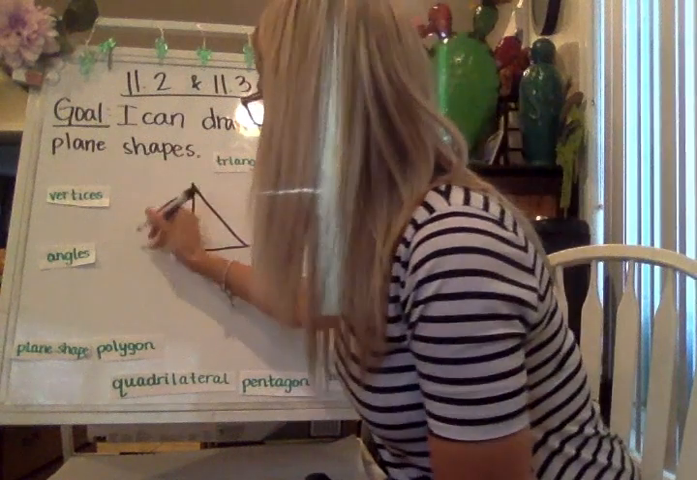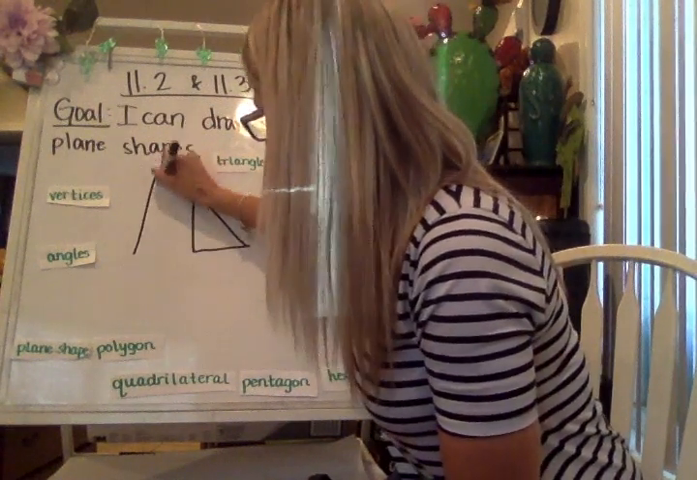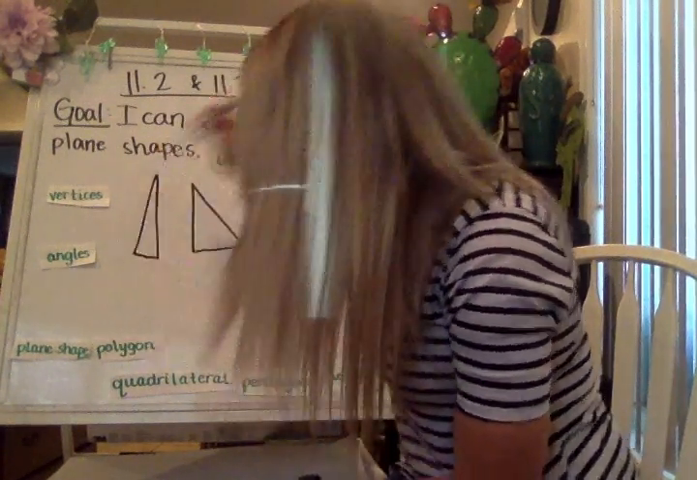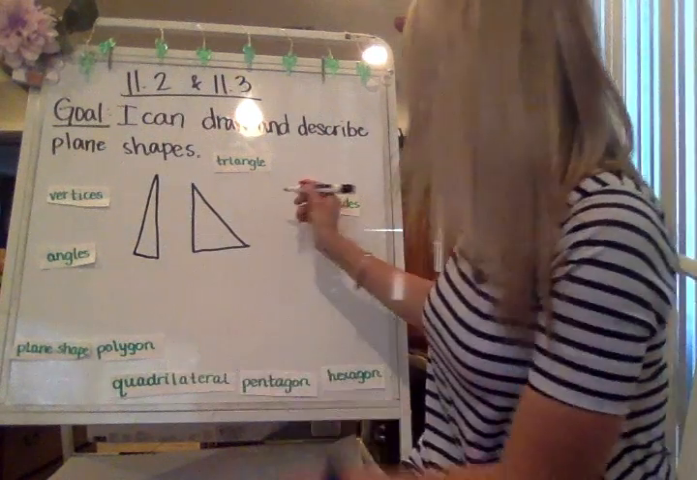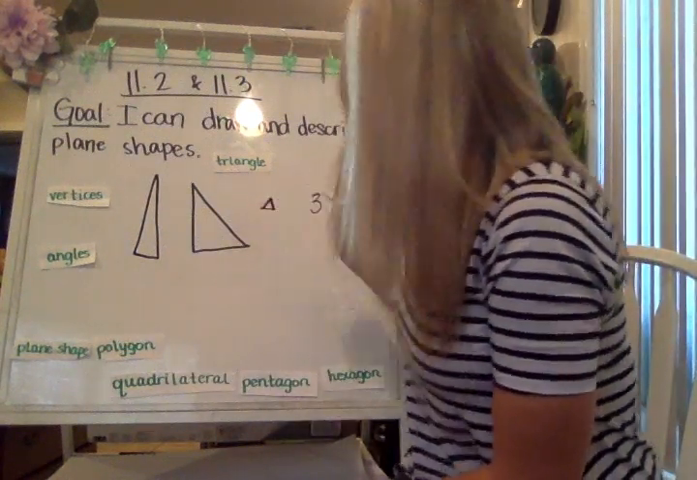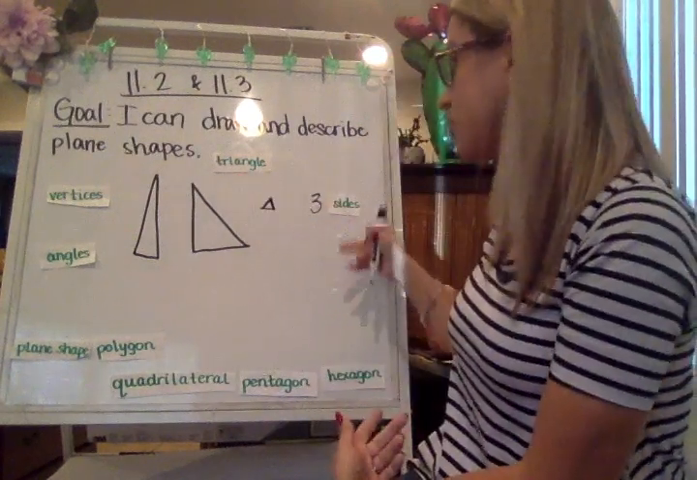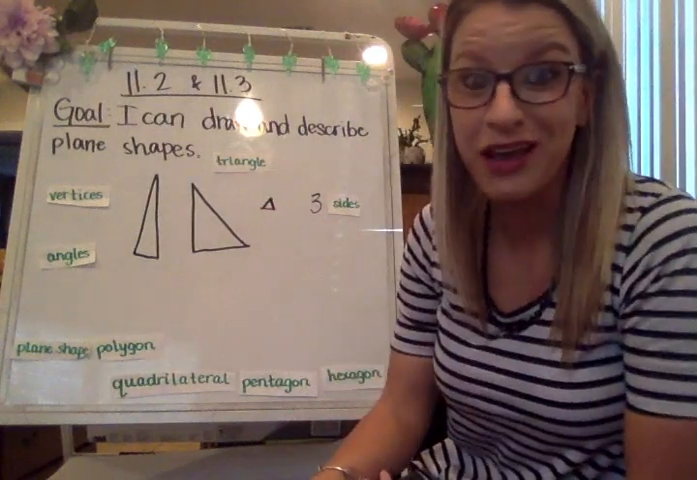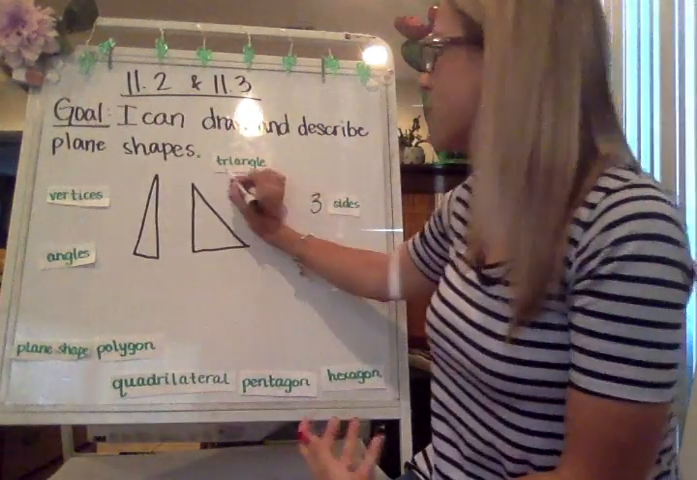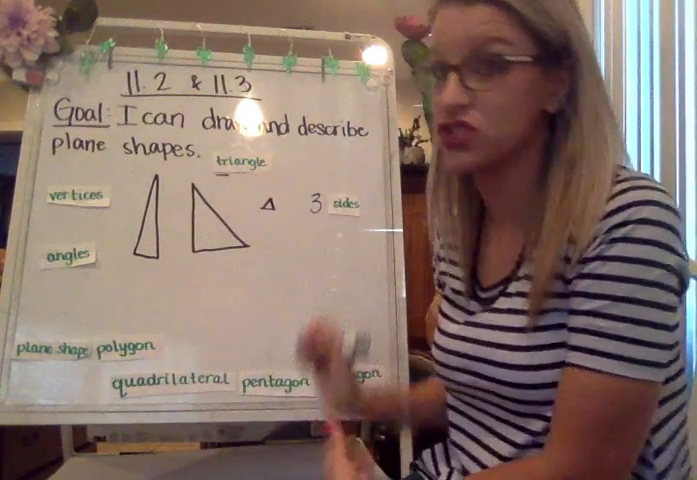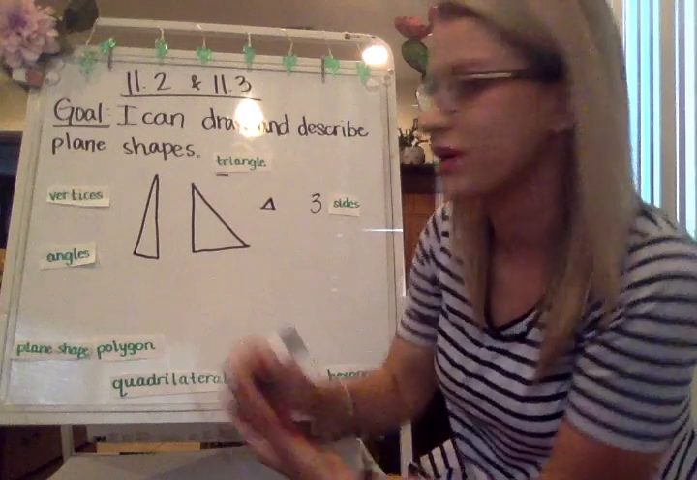If I was going to draw another triangle, let's do a really skinny one. This one also has three sides. What if I do a really, really tiny one? It has three sides. So all triangles have three sides. The other cool thing I want you to notice about triangles, it has the prefix tri. The prefix tri means three.